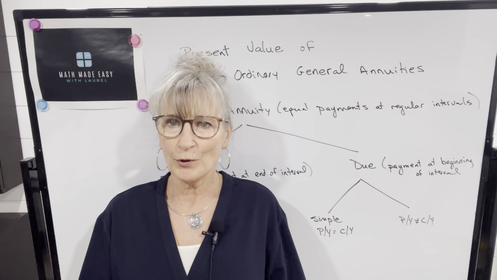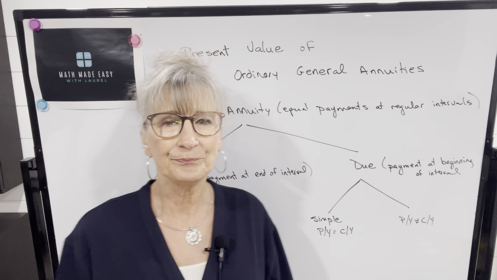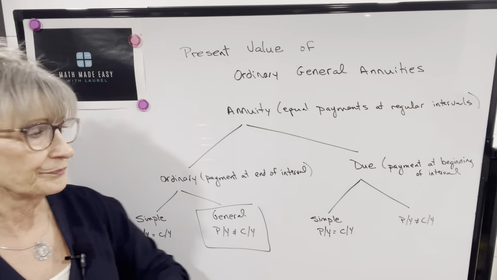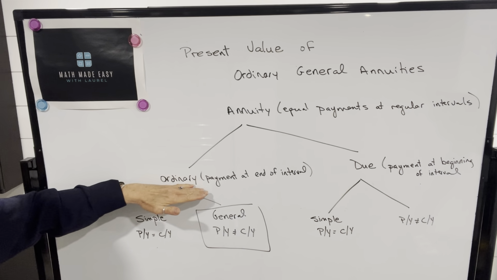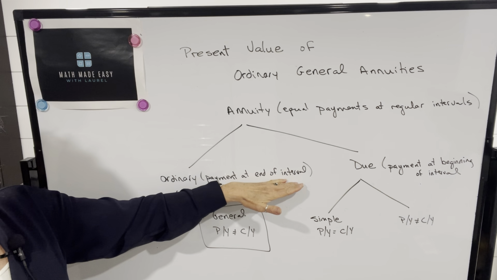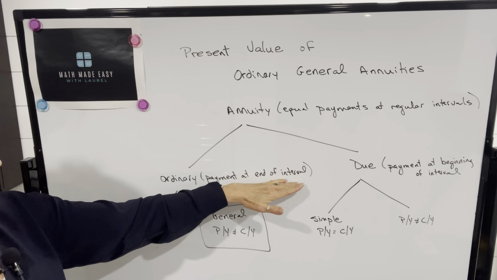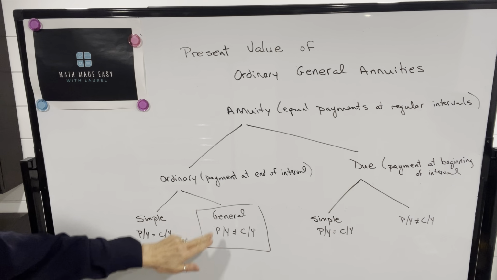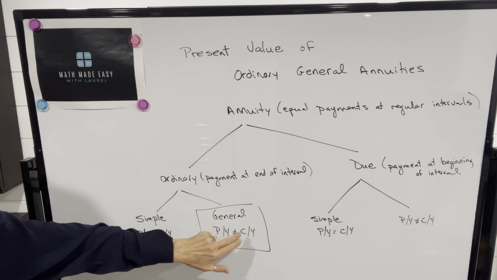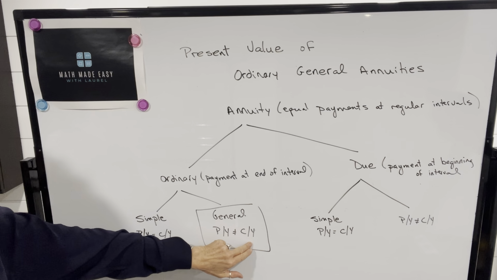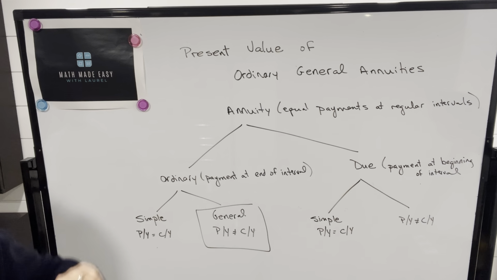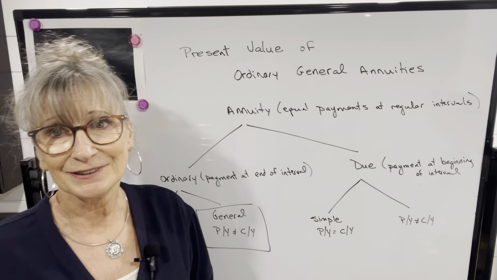Just a quick recap of what an ordinary general annuity is. Any annuity is equal payments at regular intervals. An ordinary annuity is payment at the end of the interval, so the end of the month or the quarter or the year or the week. And general means that the frequency of the payments is not equivalent to the frequency of the compound periods. So we're going to take a look at an ordinary general annuity and how we find present value.